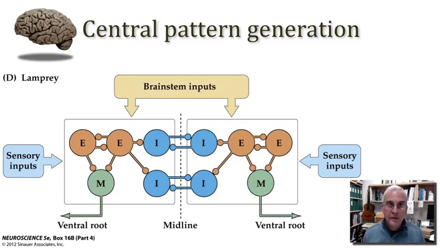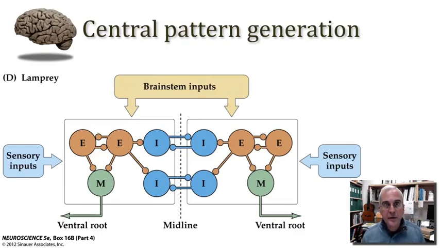One common element is the presence of pacemaker neurons. Some of these neurons will generate the rhythms that define the behavior, and these rhythms reflect the activities in oscillations of membrane potential, in bursts of action potentials that are generated by this set of pacemaker neurons.